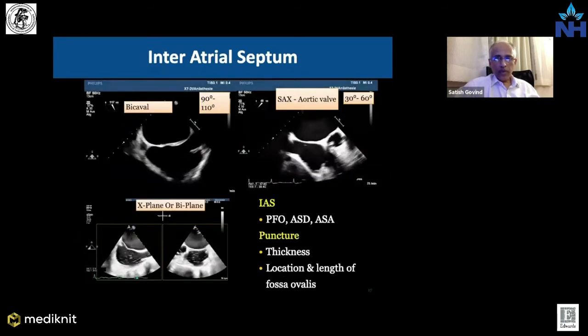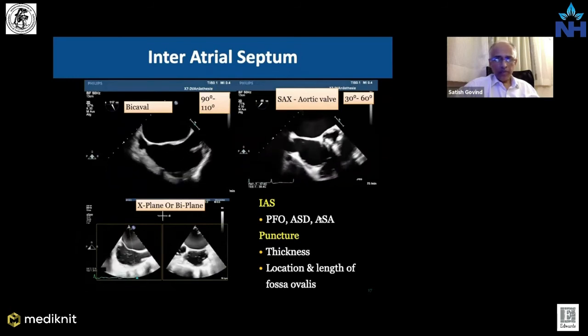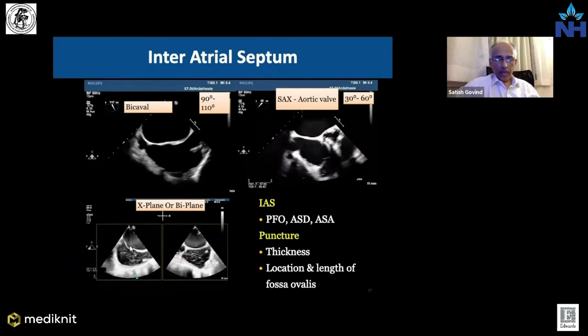Next is to move to the bicaval and then the short axis view, again to look at the interatrial septum, but for a different purpose. Here you're looking for any pathologies such as PFO, ASD, atrial septal aneurysm, and also the nature of the septum. Is it thick? Is it thin? Is it going to be good for puncture easily or difficult? And again, the location and length of the fossa ovalis. Here, the availability of X-plane or biplane in present-day machines is invaluable, where you can simultaneously look at the bicaval as well as the short axis, which is reversed here. This is very, very important.